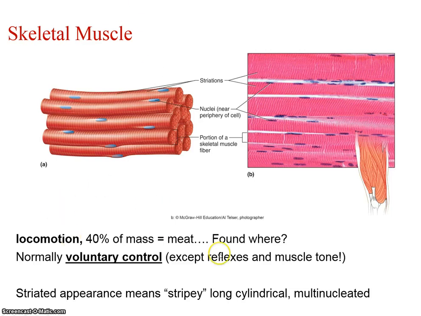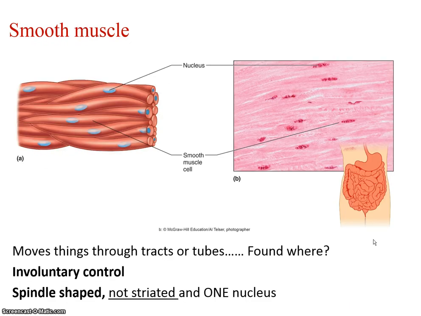It's striated again and long, cylindrical, with many, many nuclei. In contrast to smooth muscle, which doesn't have the same pattern of proteins, actin and myosin, and so is called smooth, right? These usually have one nucleus. They are spindle-shaped, and they kind of bundle like this.